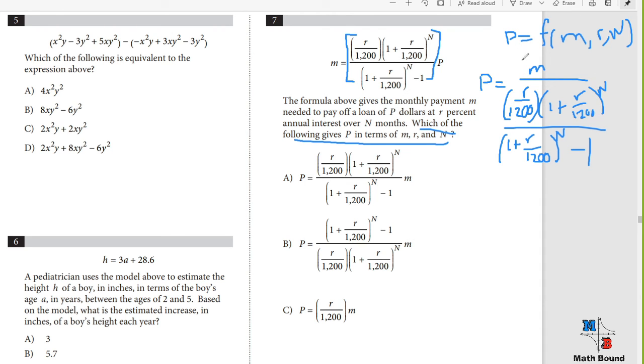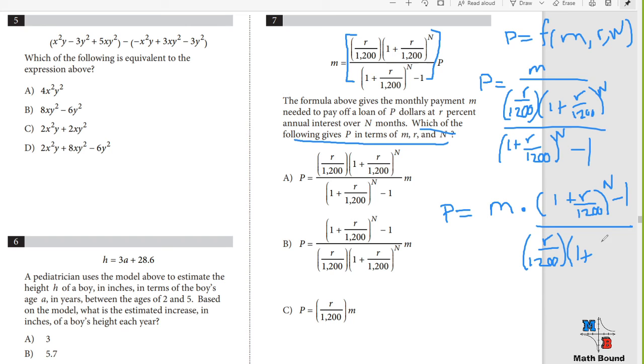When we have a fraction being divided by another fraction, we can just multiply by the reciprocal of the fraction that we're dividing by. So we're going to end up with P equals M times 1 plus R over 1200 to the n minus 1, divided by R over 1200 times 1 plus R over 1200 to the n. Do we have anything within our possible answers that looks something like this?